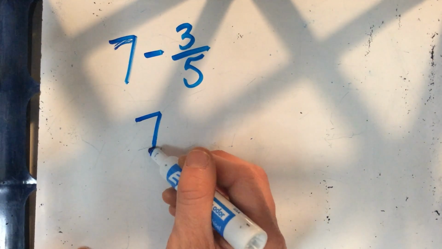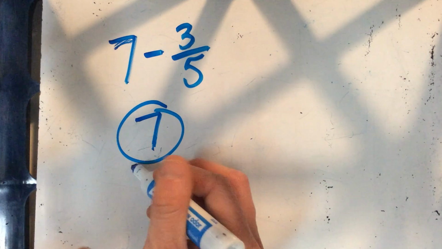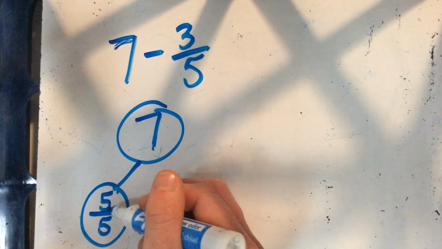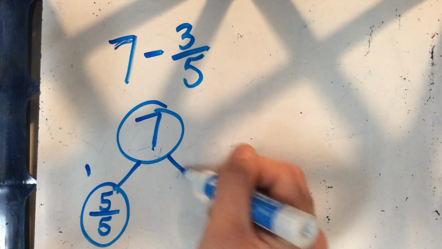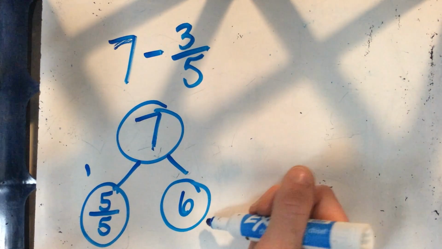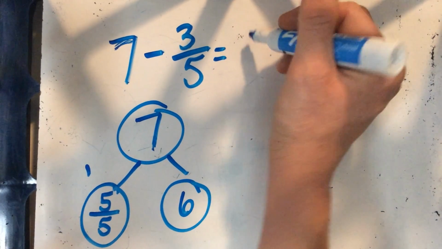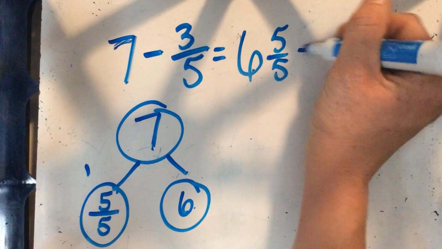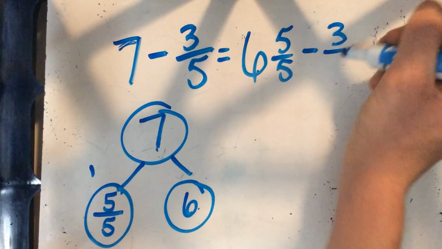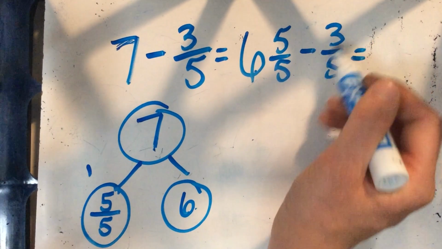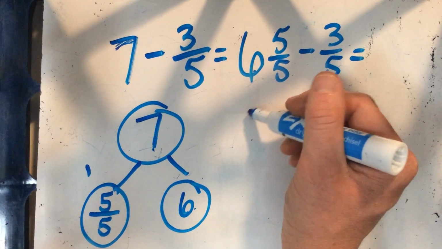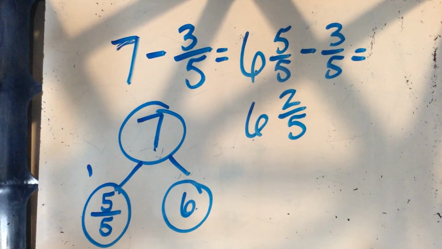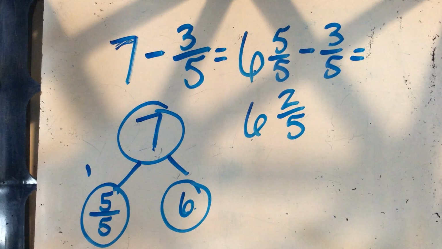Okay, so 7 is our total. Let's unbundle, like we said, 1 whole, which would be 5/5. And then this is the same as 1, so 1 plus 6 would give us 7. Okay, so now we can rewrite this as 6 and 5/5 minus 3/5. We can do 5/5 minus 3/5. We know that's 2/5, so our answer would be 6 and 2/5.